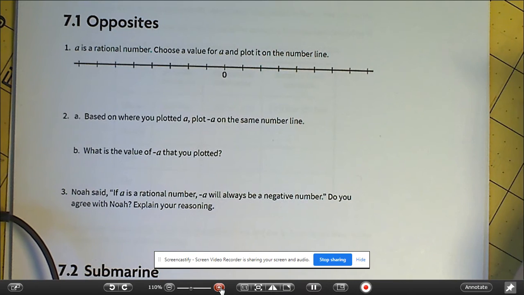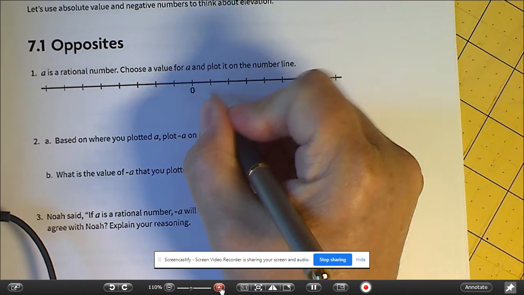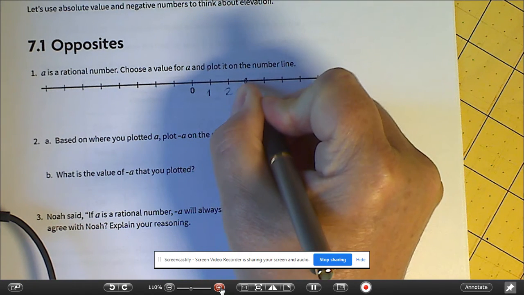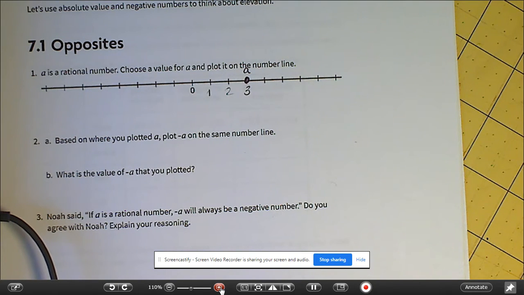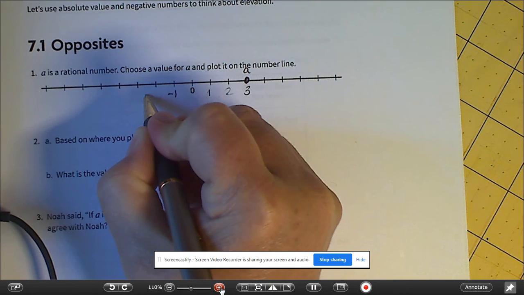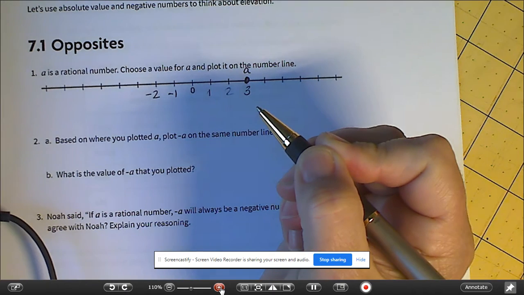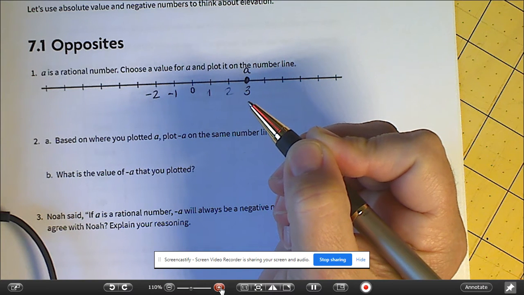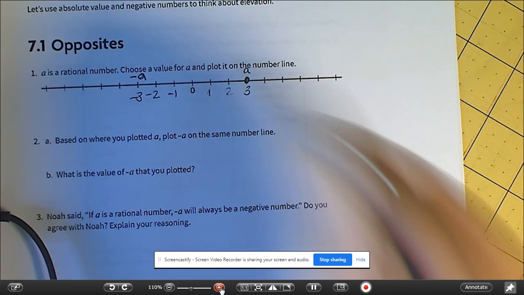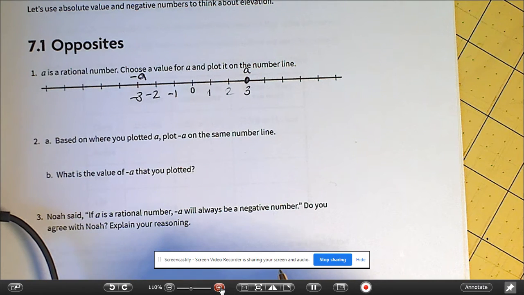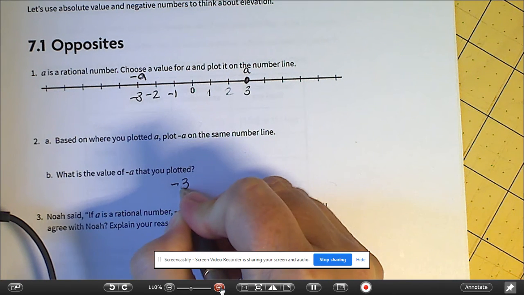Okay, so I can pick it. A can be any number you want it to be. So if I'm doing A as 3, I can put A there. Then for number 2, based on where you plotted A, plot negative A on the same number line. So negative 3 would be negative A. What is the value of the negative A that you plotted? Mine is negative 3.